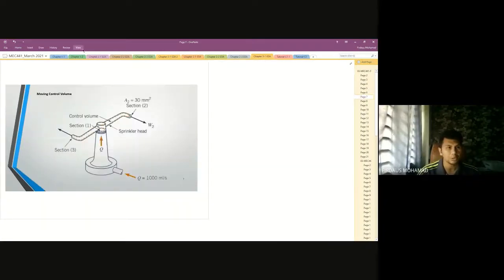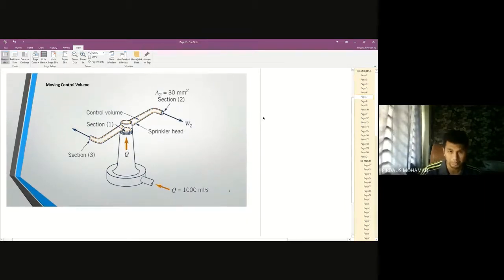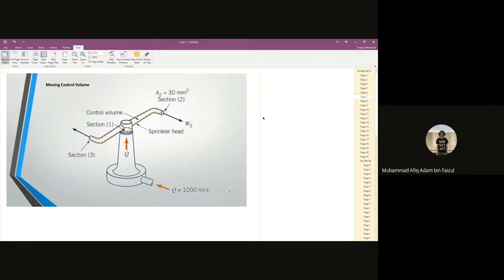Okay, so this is also another example of moving control volume, which is sprinkler head ni. Yang ni pernah tengok kat mana? Pernah nampak tak benda ni? Kat mana?